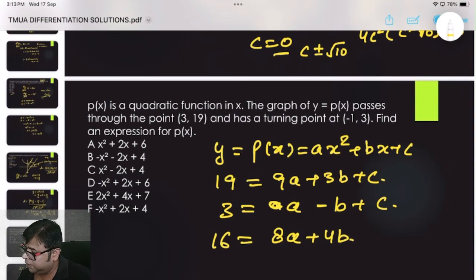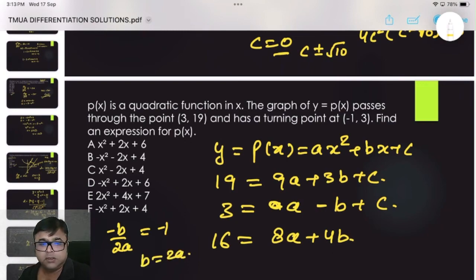But that again is there on the turning point. So if I say minus b by 2a is equal to minus 1, because if I differentiate and put it equal to 0, this is what I'll get. So b will be equal to 2a, right? So this is something which I can use here.